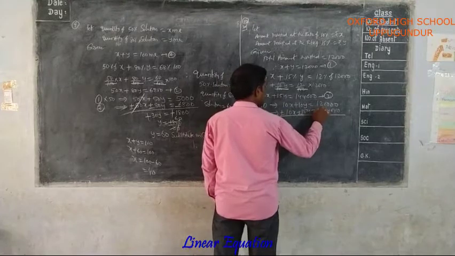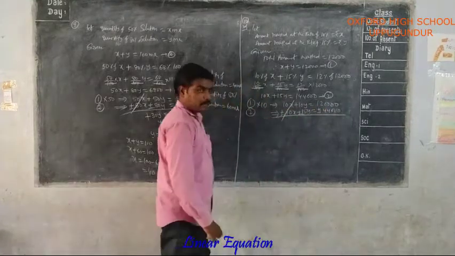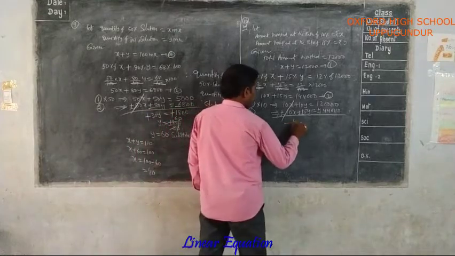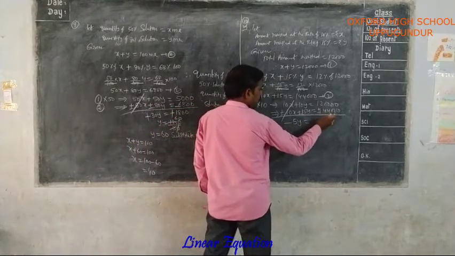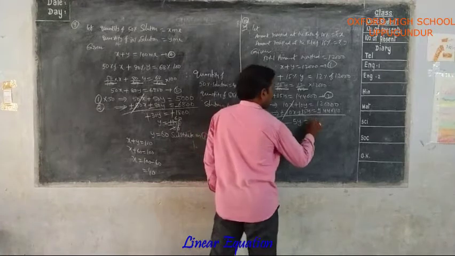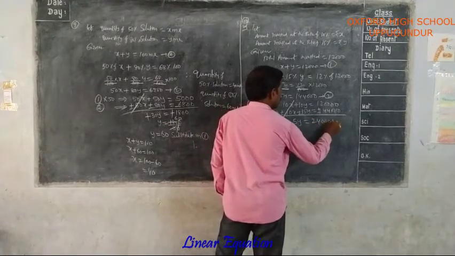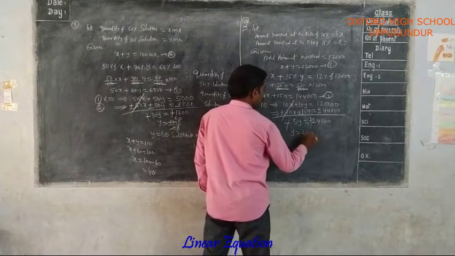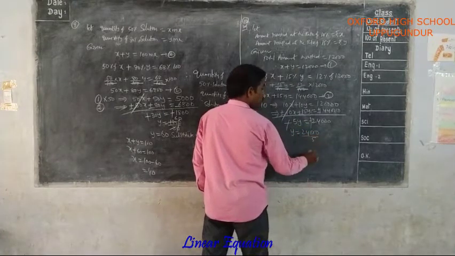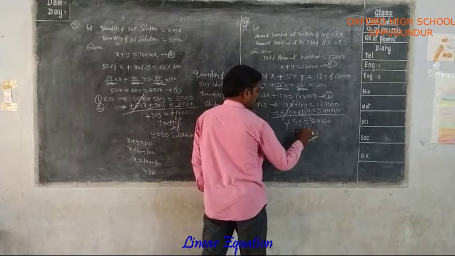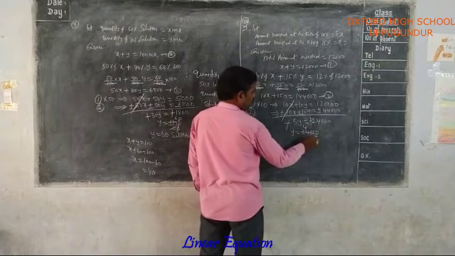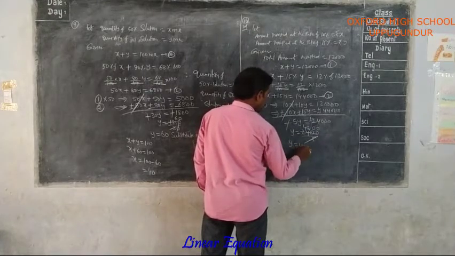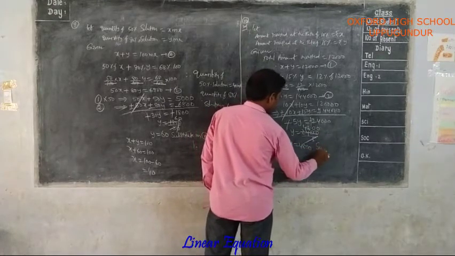Subtracting these, signs become changed. Plus 10x minus 10x cancel. 10y minus 15y, minus 5y equal to 1,20,000 minus 1,44,000. You will get minus 24,000. Minus minus gets cancelled. y equal to 24,000 by 5. 5 4s are 20, 40 remainder. 5 8s are 40, 0. So y equal to 4,800.